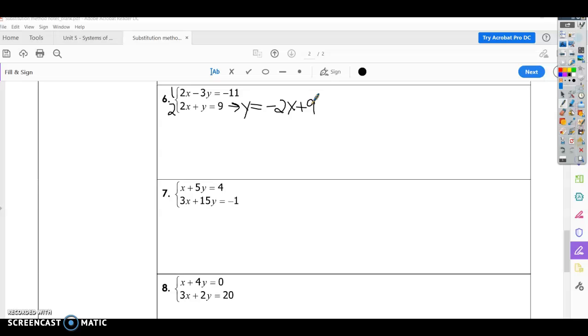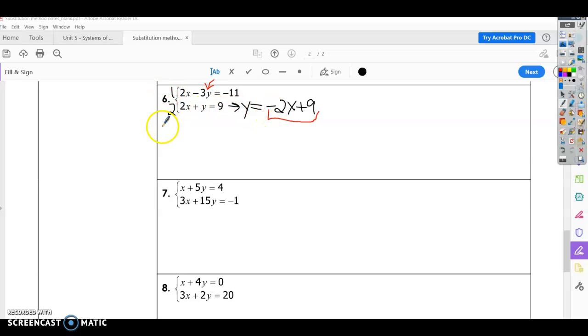All right, and once I do that, I know that my y value is now equal to this. Since I rewrote my second equation in slope-intercept form, I can take this expression and substitute it into the first equation. You always have to substitute it into the opposite equation of what you are working with.